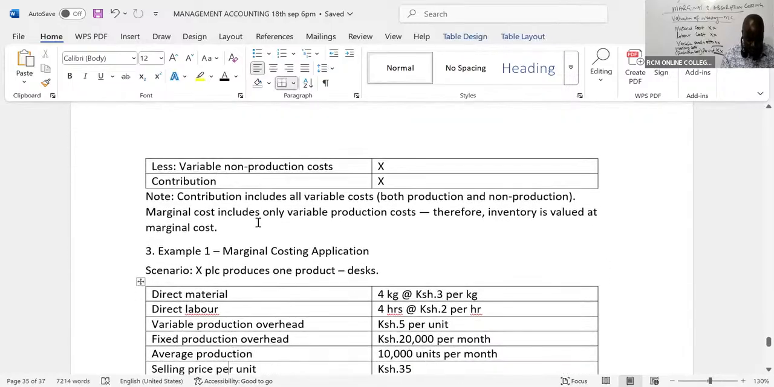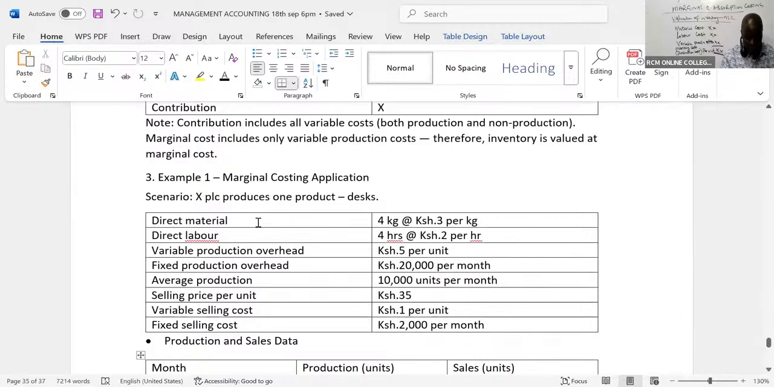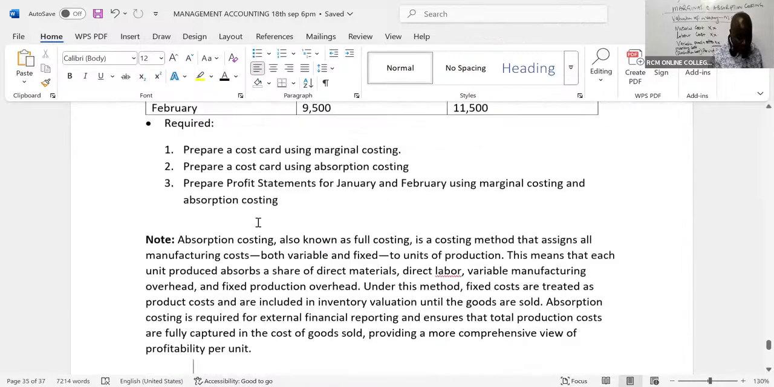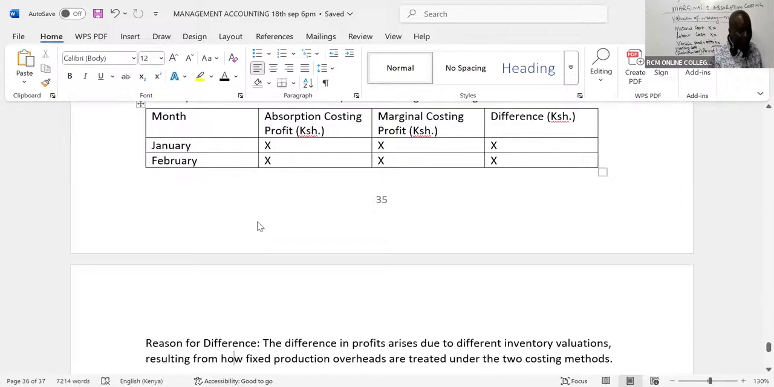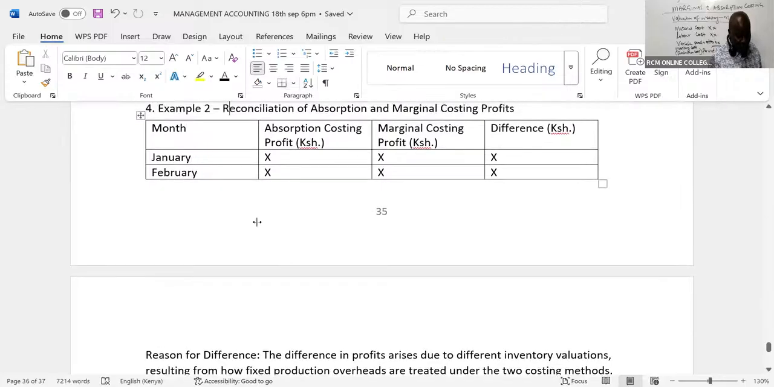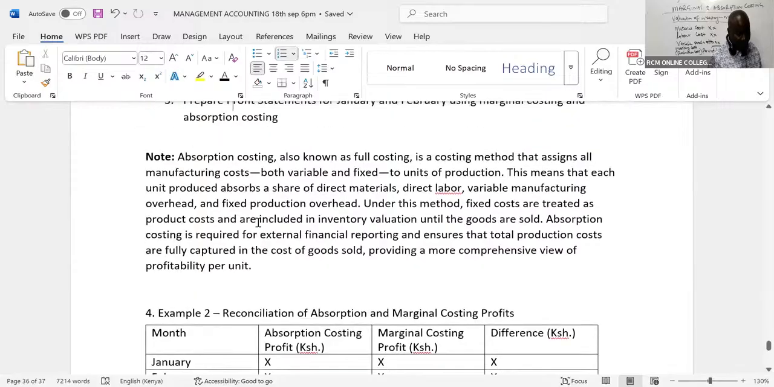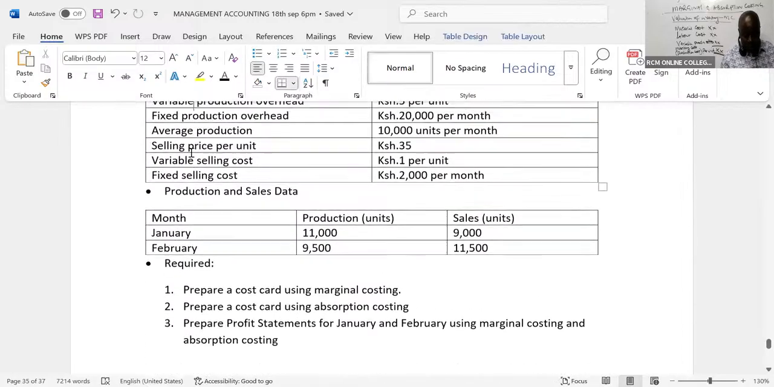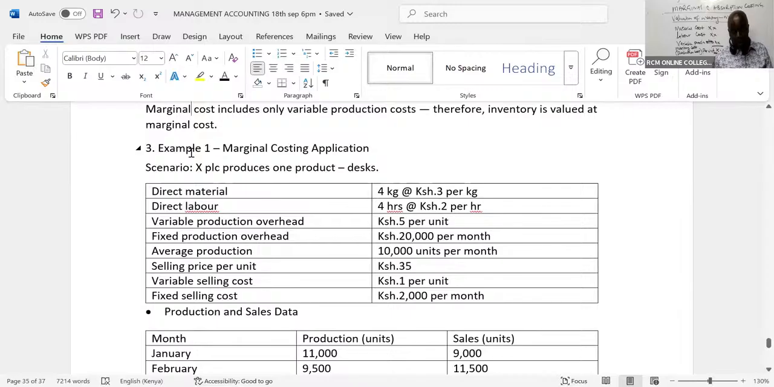If you scroll that handout, you'll see where they have given us example 1, marginal costing application. This is on page number 35, the one written on the book itself. You know, there will always be two types of page numbers. In the middle there, you will see a question to do with the marginal costing application scenario.